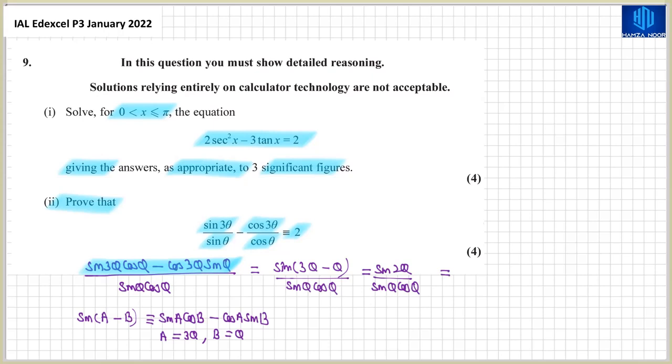As you know, sin 2θ is equivalent to 2 sin θ cos θ, and this is divided by sin θ cos θ. So sin θ and sin θ cancel out, cos θ and cos θ cancel out. Therefore, you are left with just the constant term 2. So we have proved the identity: left hand side is equivalent to right hand side. This was question number 9 of the International A Level Edexcel P3 January 2022 paper.